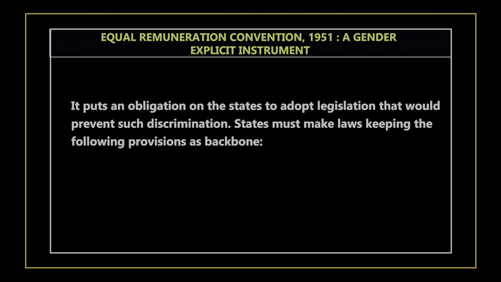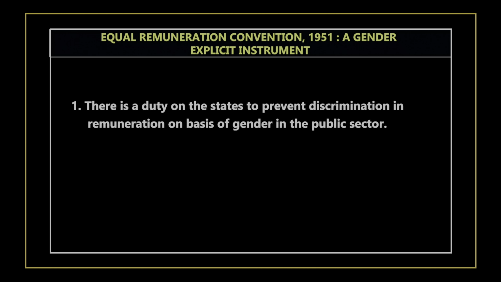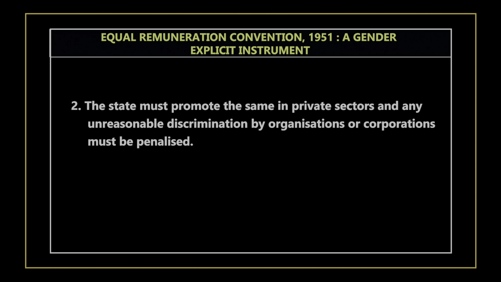It puts an obligation on the states to adapt legislation that would prevent such discrimination. States must make law keeping the following provisions as backbone. Number 1, there is a duty on the states to prevent discrimination in remuneration on the basis of gender in the public sector. Number 2, the state must promote the same in the private sector, and any unreasonable discrimination by an organization or corporation must be penalized.